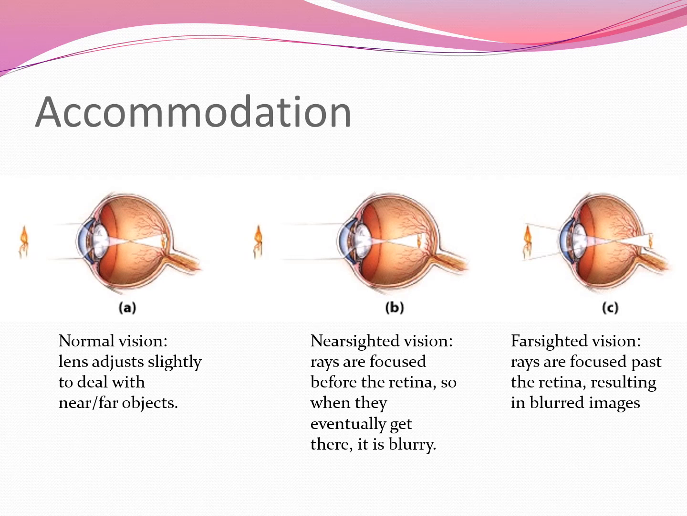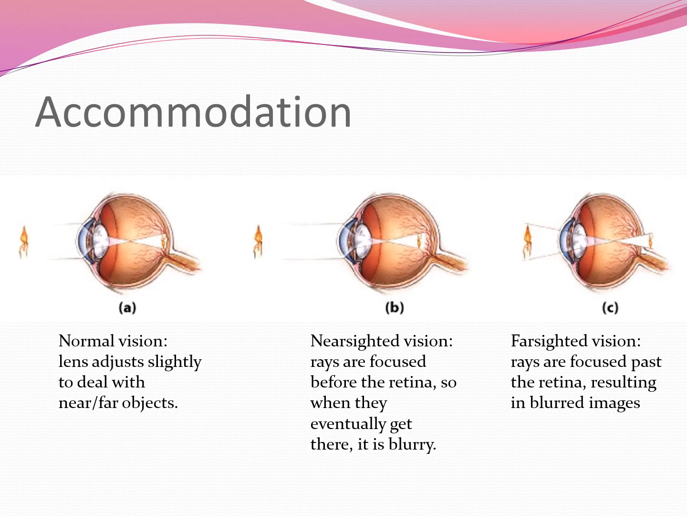So accommodation. We'll talk about accommodation in a second, but pretty much accommodation is how your eyes adjust to what they're seeing. So in picture A here, we see what normal vision looks like, right? So you see the candle, the lens bends the light, so it adjusts slightly to deal with objects near and far away, and then it focuses on the retina in the back of your eye.